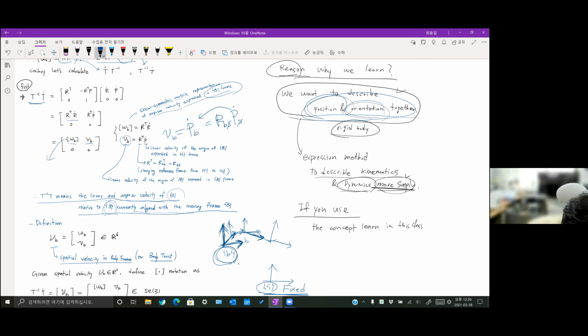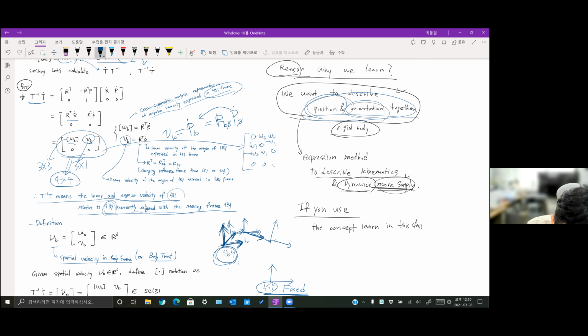Then let's think about this one. This one is a 3 by 3 matrix, and this one is a 3 by 1 matrix. That means this matrix becomes a 4 by 4 matrix. So let's think about this. This may be like this, because the skew symmetric matrix of omega B is 0, 0, 0, with omega 3, omega 2, omega 1, with minus, plus, minus signs like this.